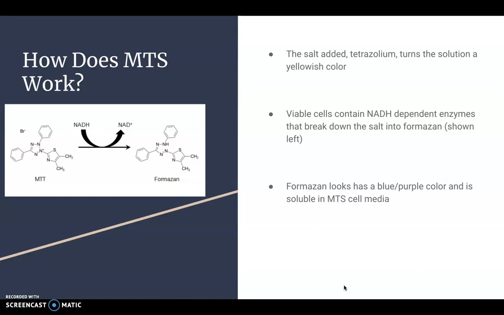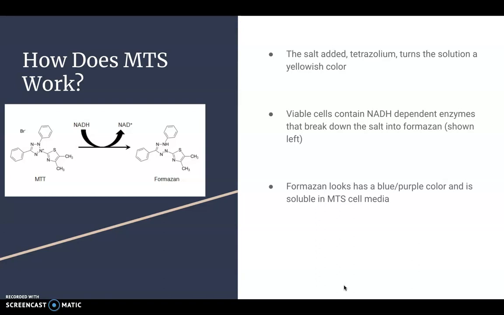So how does the MTS work? Viable cells contain NADH-dependent enzymes. And if you recall, NADH and NADPH have a lot to do with mitochondria and ATP production, so it makes sense that these dependent enzymes are only useful in viable cells. The viable cells contain this NADH-dependent enzyme, and it's going to break down the salt and produce the color change.